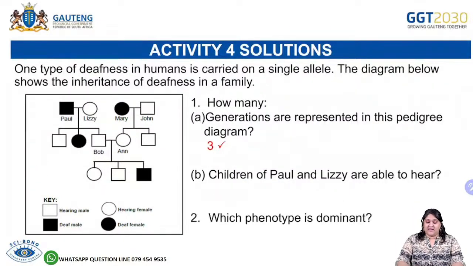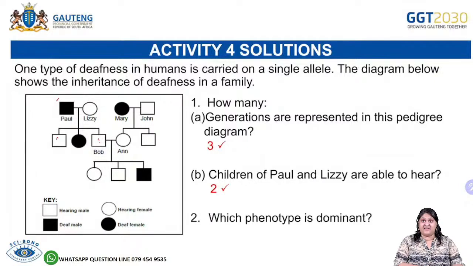Right? Children of Paul and Lizzie are able to hear. So let's see, here's Paul and here's Lily. You can see there that they had 3 children. 2 are able to hear and 1 cannot hear. How do I know this? Because we look at the key. The hearing is unshaded and deaf is shaded. So how many are able to hear? It would be 2. Right? Because it's this one and this one.